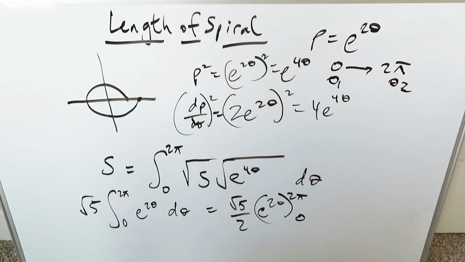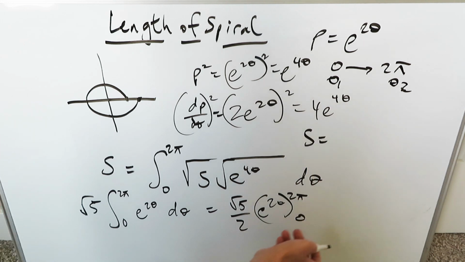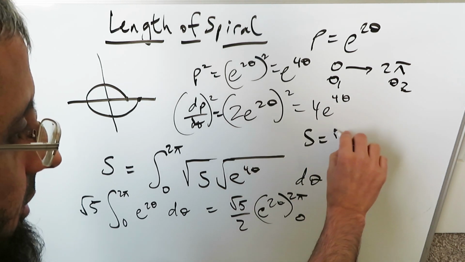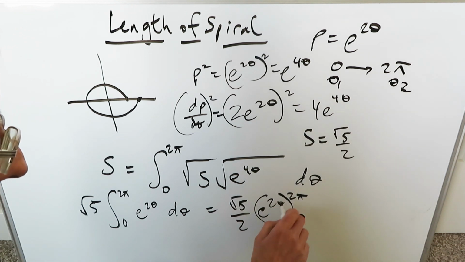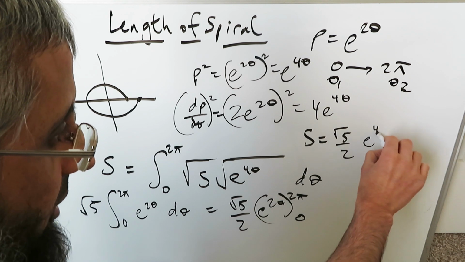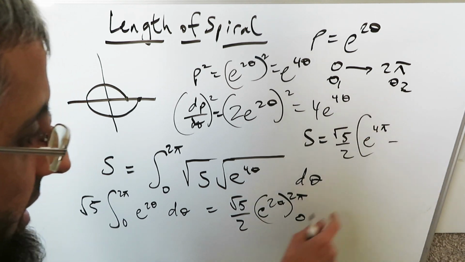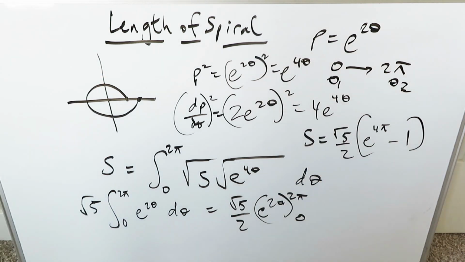You put the upper limit, lower limit, the difference of the two. I will have here my spiral length s is equal to root 5 over 2. I'll have e exponent 2 theta, where the 2 pi is coming in, will become e exponent 4 pi. E exponent 4 pi minus 0 coming in here. E to the power of 0 is a 1. This right here is our answer. Root 5 over 2 parentheses e exponent 4 pi minus 1.